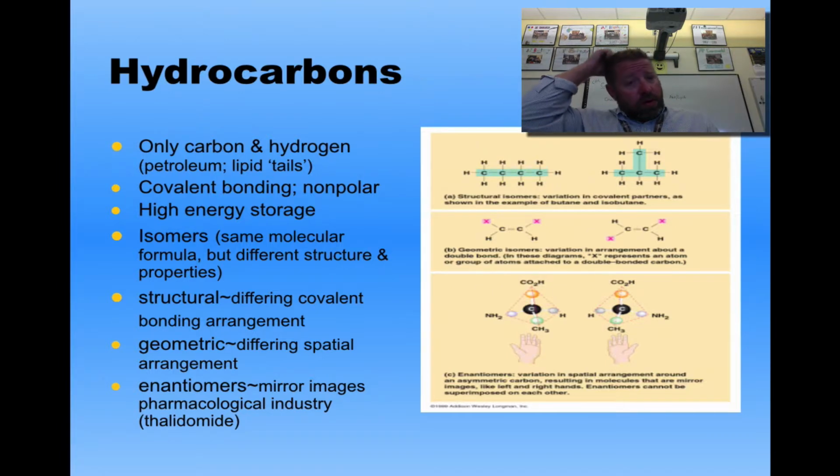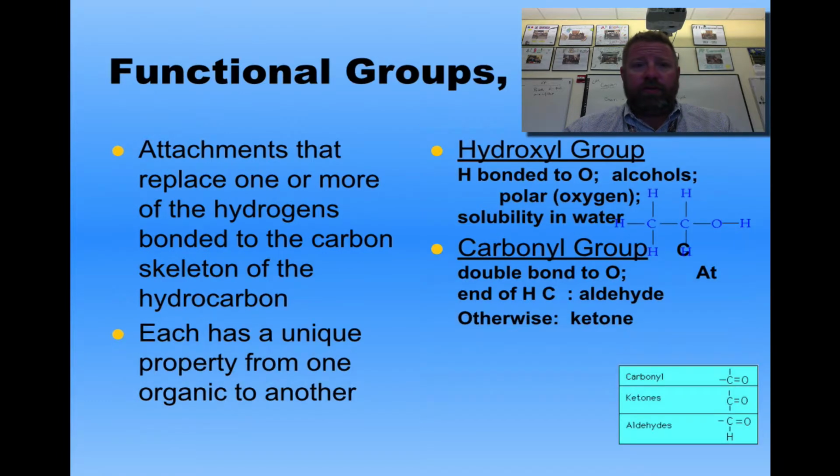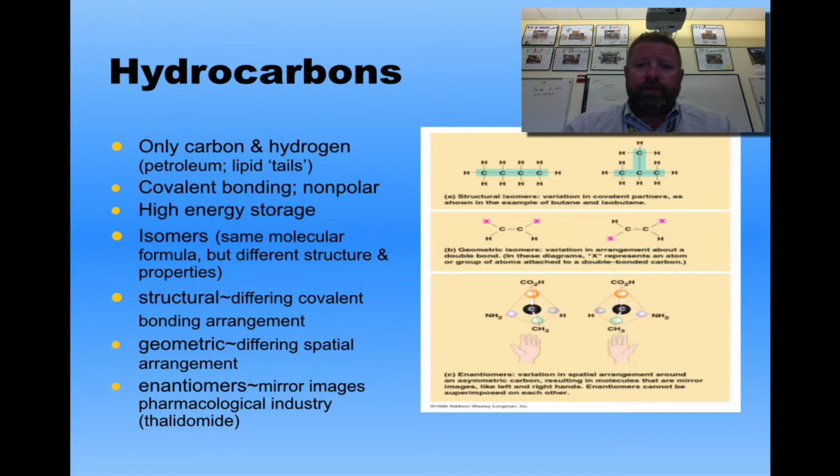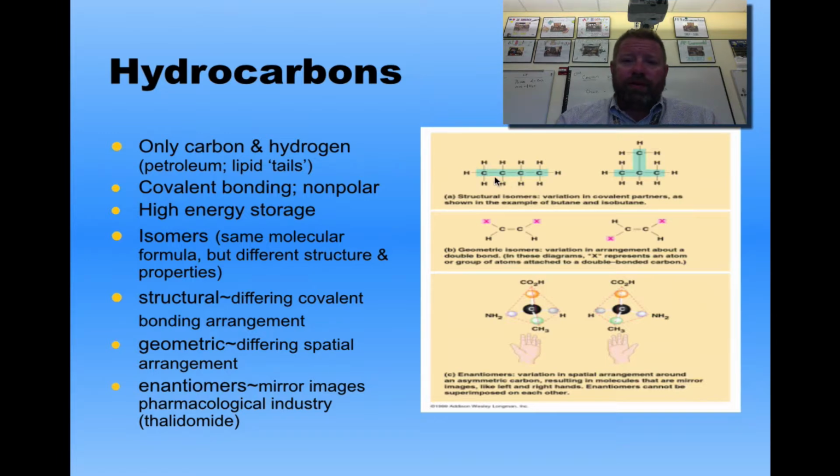Hydrocarbons, so we're going to have a conversation about these things called functional groups. Functional groups are things that are attached to carbon skeletons. For example, here we have a skeleton of carbon. The skeleton you're seeing here is 4 carbons in a row, called a chain.